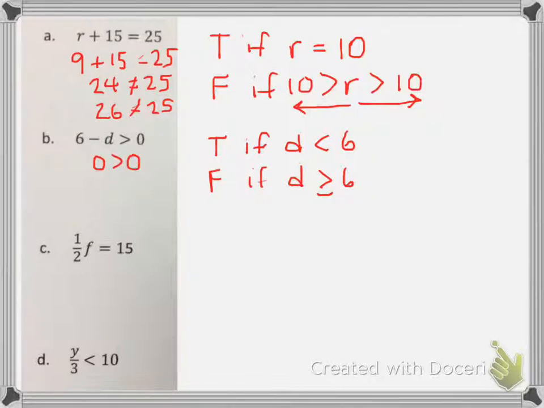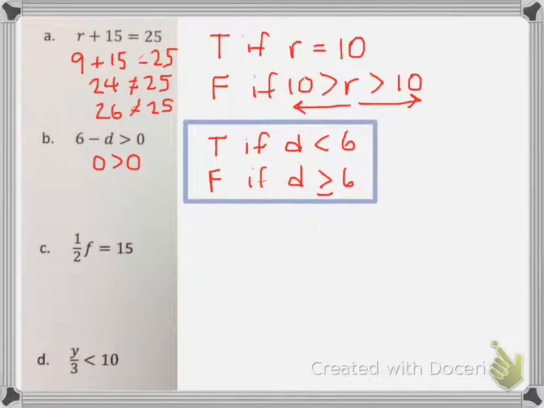All right? Put a 7 in. 6 minus 7. Well, 6 minus 7 is negative 1. Is negative 1 greater than 0? No, it's false. Okay, so this is the idea. You have to tell me both. You have to say, when is it true and when is it false? And it has to be very specific. All right, try C, and then let's come back and we'll see if you got it right.